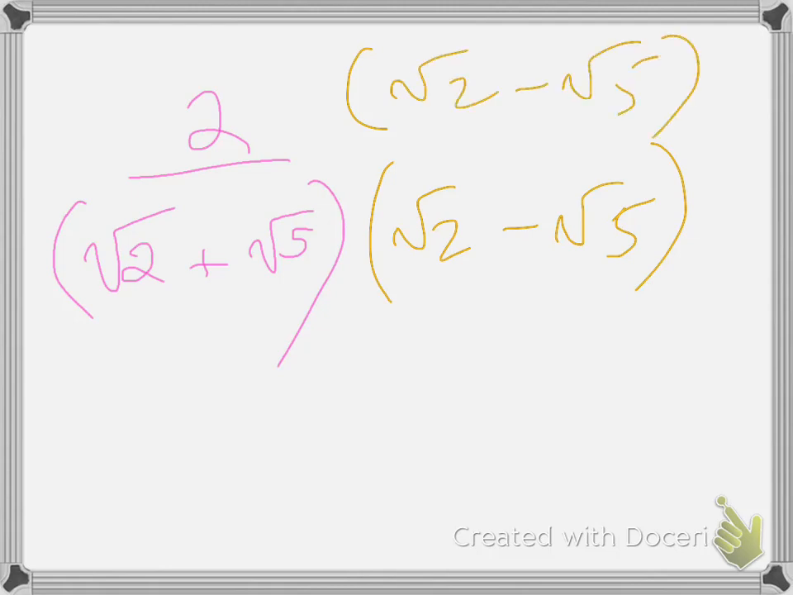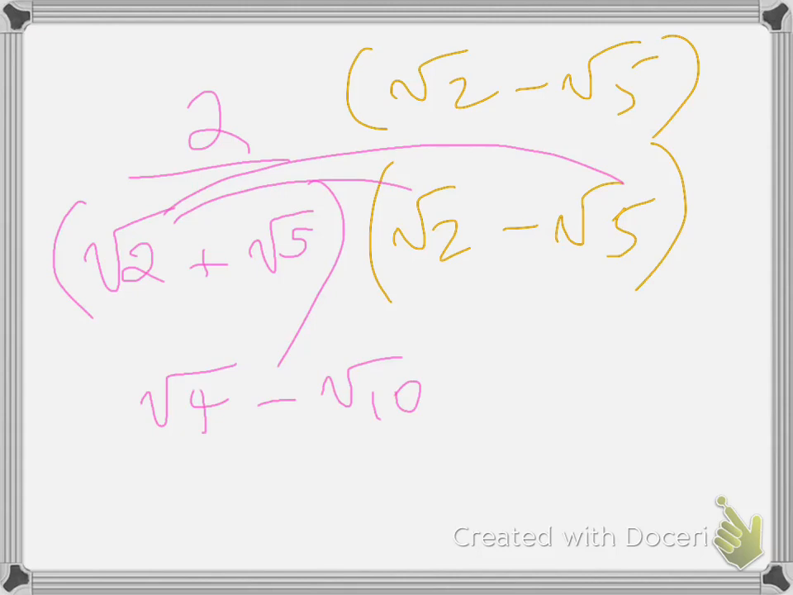And then, what is the bottom equal to? Pray tell. And what is it? Well, when you do your FOIL deal, you get the square root of 2 times the square root of 2. Well, that's the square root of 4, or just 2. Square root of 2 times minus the square root of 5 is minus the square root of 10. And the square root of 5 times the square root of 2 is plus the square root of 10. Nice. And then last but not least, minus the square root of 25.